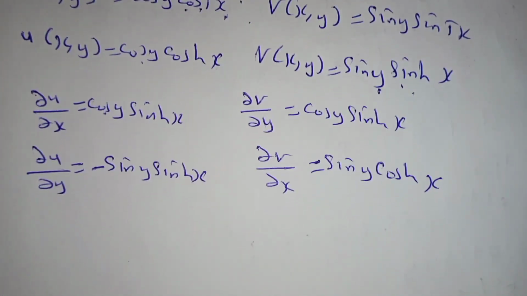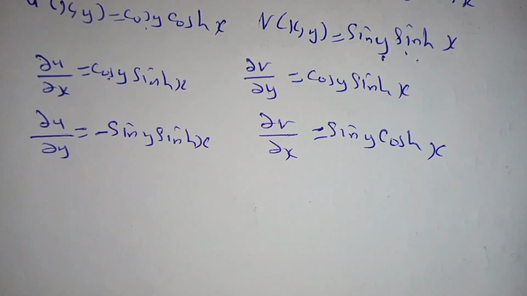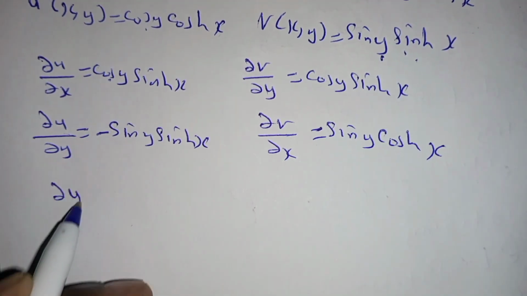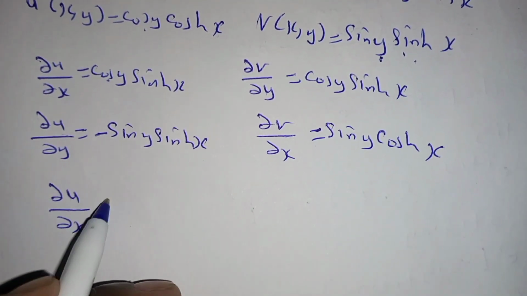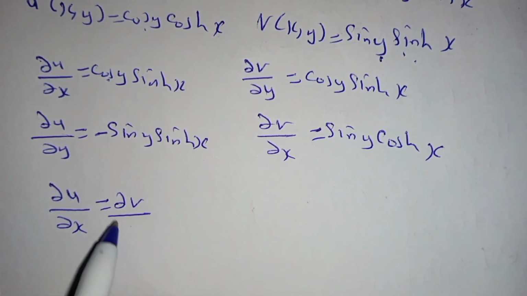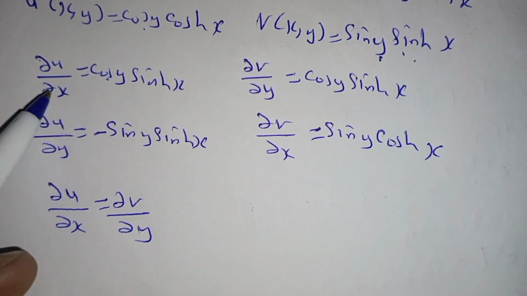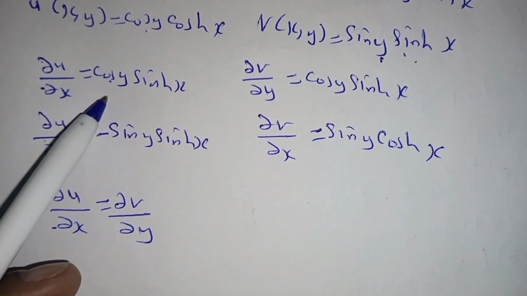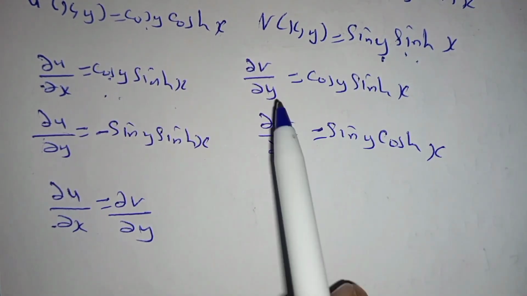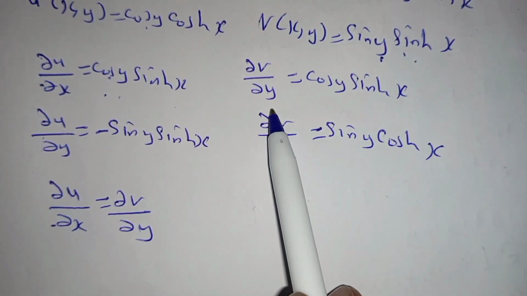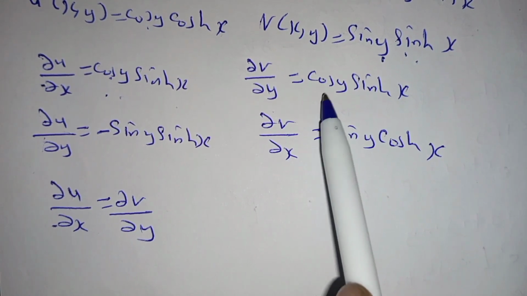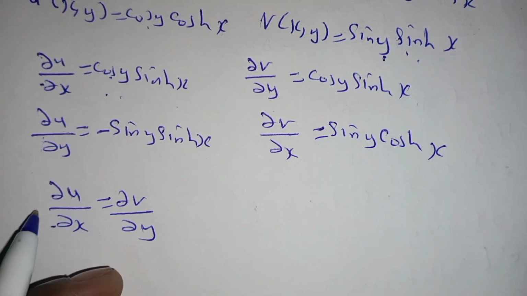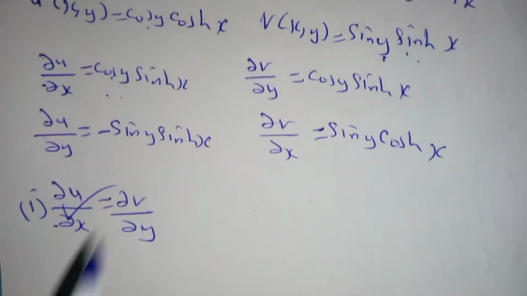The next thing now is to make use of the Cauchy-Riemann equation. We compare partial of u with respect to x. We see whether it is equal to partial of v with respect to y. Our partial of u with respect to x is cos of y multiplied by hyperbolic sine of x. Our partial of v with respect to y is equal to cos of y multiplied by hyperbolic sine of x. So CR first equation, number 1, is satisfied.